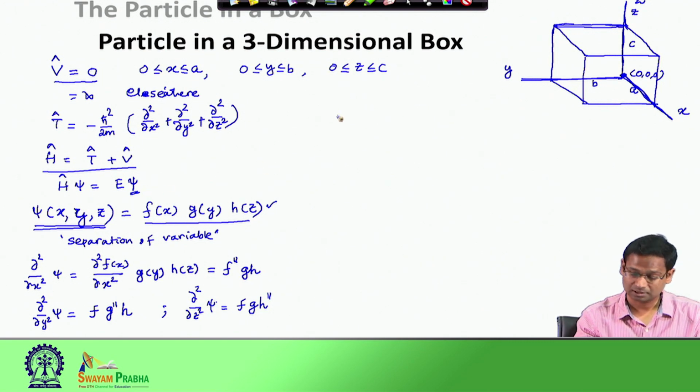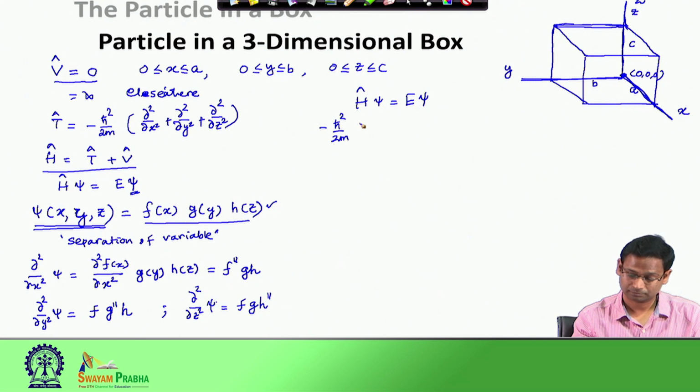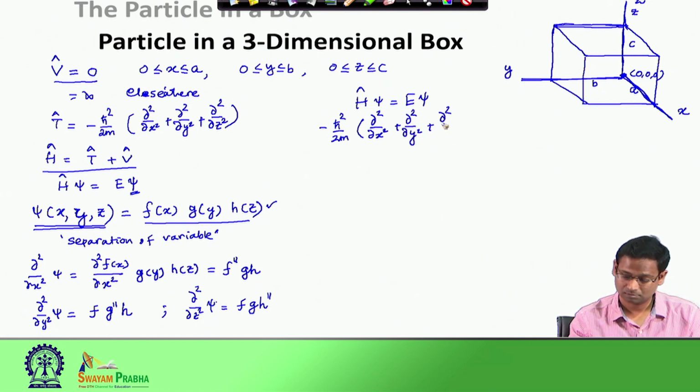So, this is the starting point. We have H psi equals E psi. So, therefore, minus h bar square by 2 m, the partial derivatives with respect to x, y and z, acting on psi, which is f g h, equals E f g h.